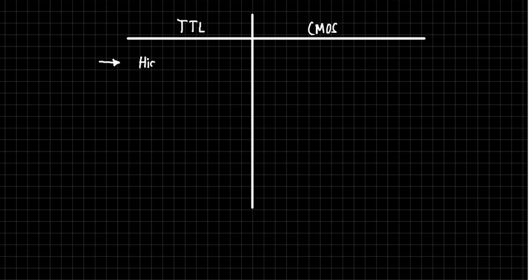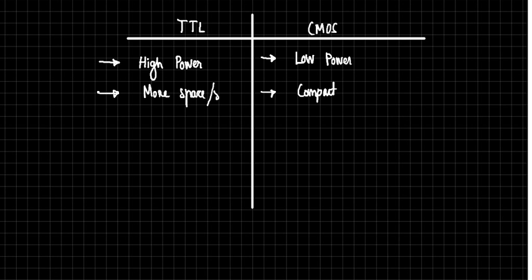High power dissipation, high power requirement, unless it is for low power applications. This takes more space. Compact. These are usually faster. Okay, but again, they are debatable. CMOS are still available in faster designs. So I won't comment on that.